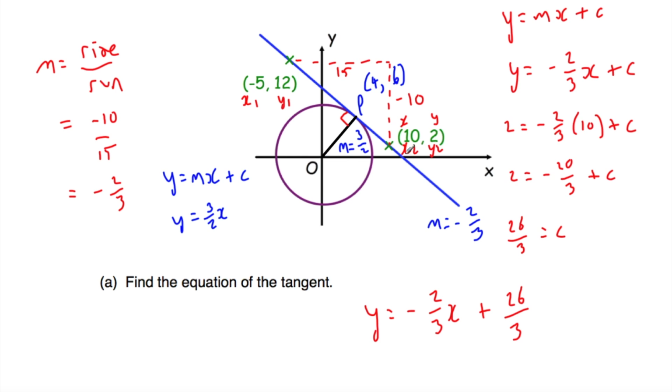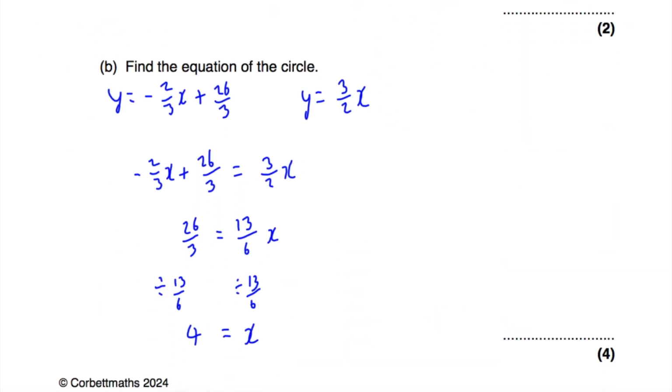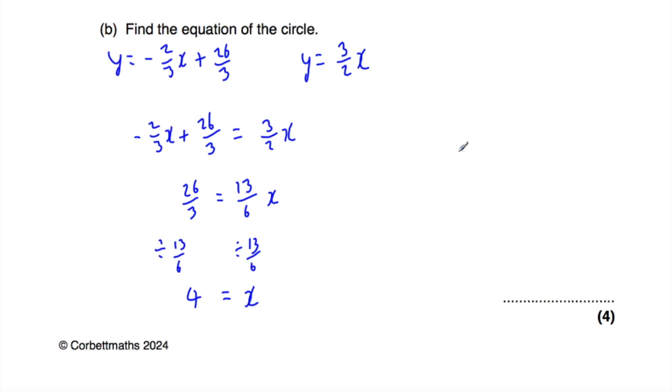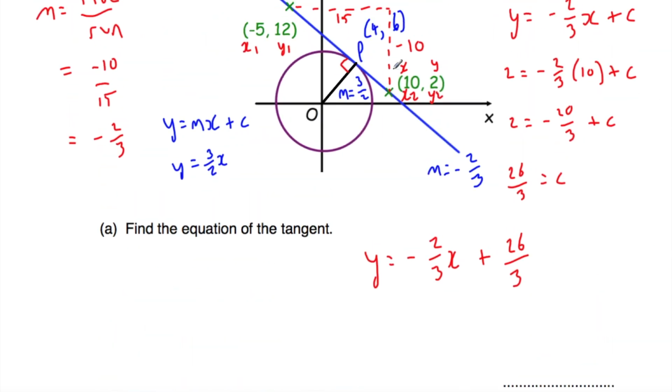So this is fantastic because we were asked to find the equation of the circle, and if we want to find the equation of the circle, the center is the origin, so we know it's going to be in the form x squared plus y squared equals the radius squared. The left-hand side is quite straightforward, x squared plus y squared, but we want to find out what the radius is. So let's find the radius of the circle, and to do that we need to find the distance between O and the point P, which is (4, 6).